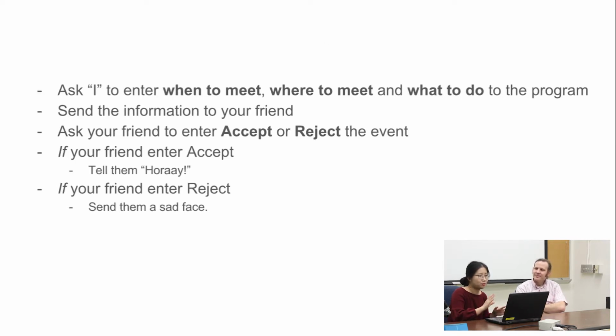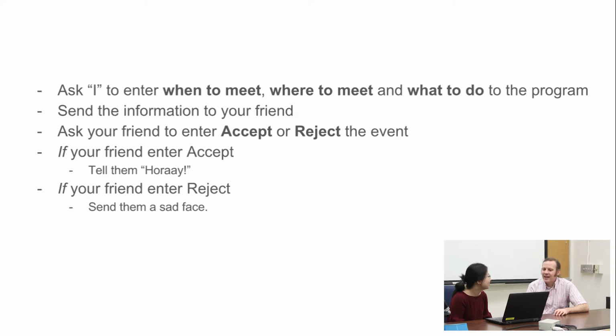This is just a very brief example that I wrote. If I'm going to write a program, the first step is I ask the user to enter when to meet, where to meet, and what to do to the program. And the second step is to send the information to your friend. And the third step, ask your friend to enter accept or reject the event. And the fourth step, do a conditional check. If your friend enters accept, tell them hooray. Or if your friend enters reject, send them a sad face. Or a mean face. Yeah.